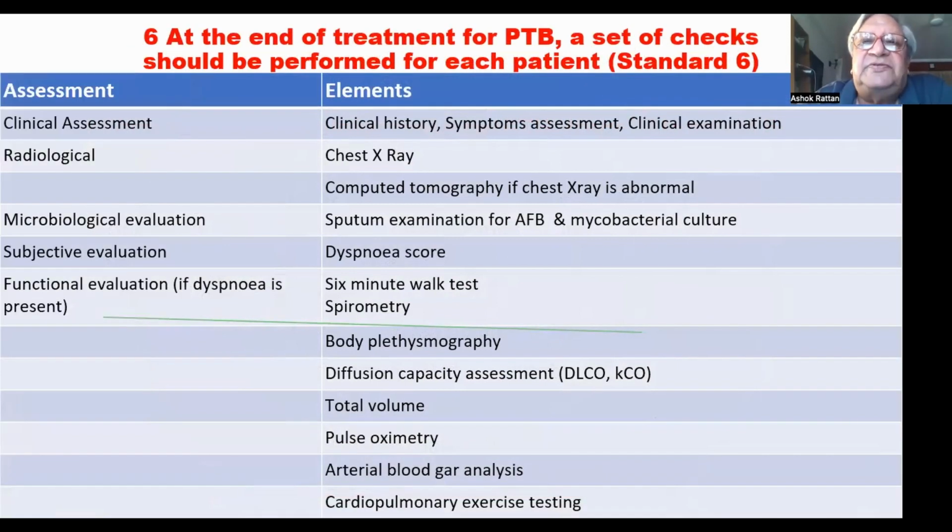At the end of treatment, that is 6 months of treatment, there is a list of tests which has been recommended that needs to be carried out to ensure that the person has now recovered.